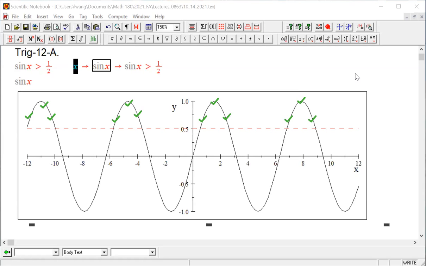Will you be having similar questions in calculus? Absolutely, you will.